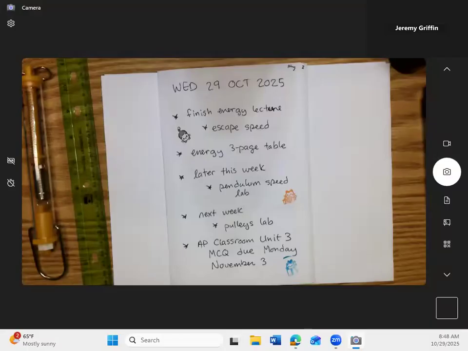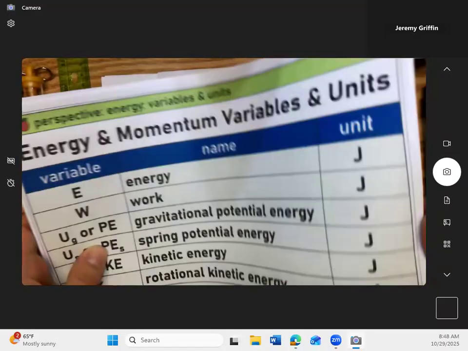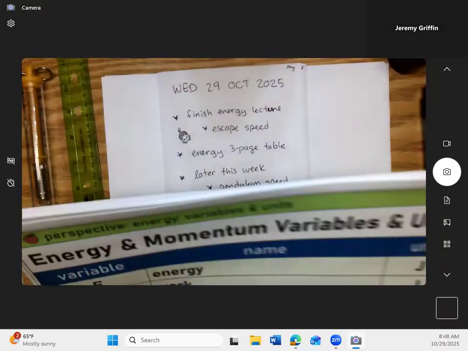Recordings rolling. It's Wednesday, October 29. So past couple days, we've been going through all these posters, which pretty much cover every classic example of an energy type physics one question that you can get.